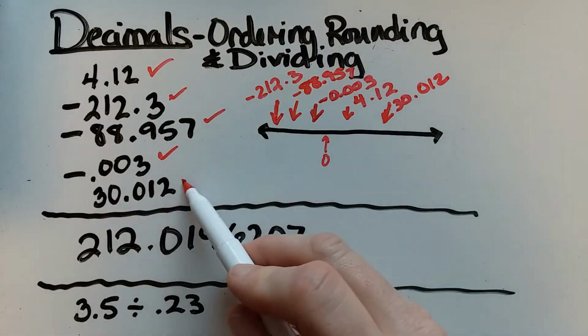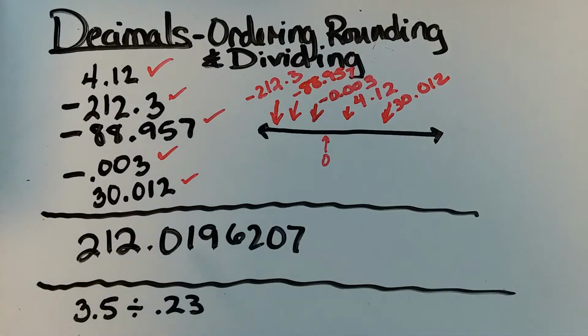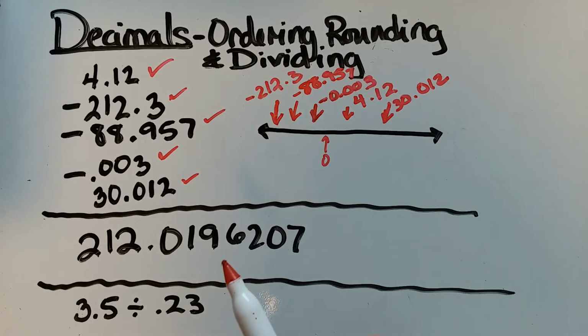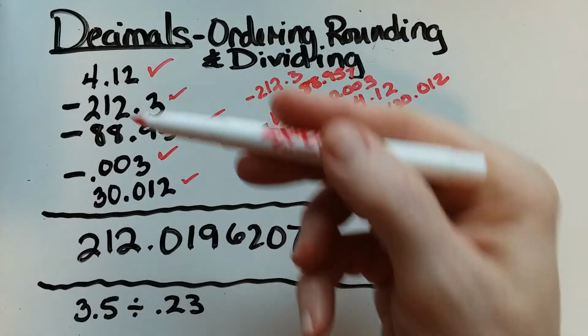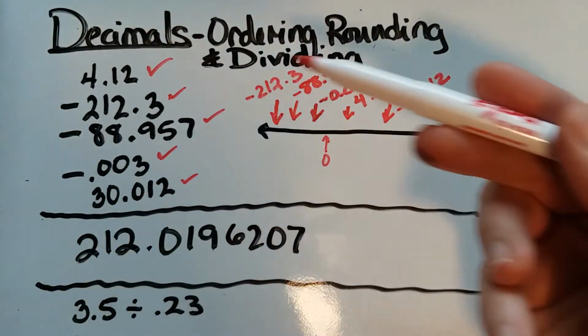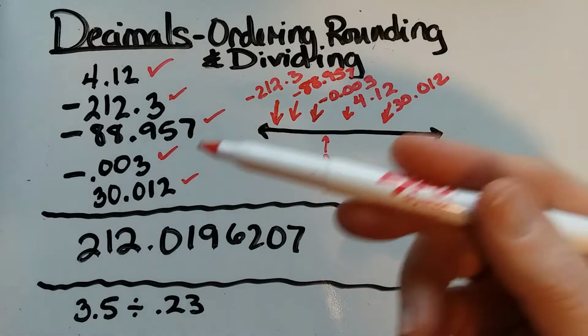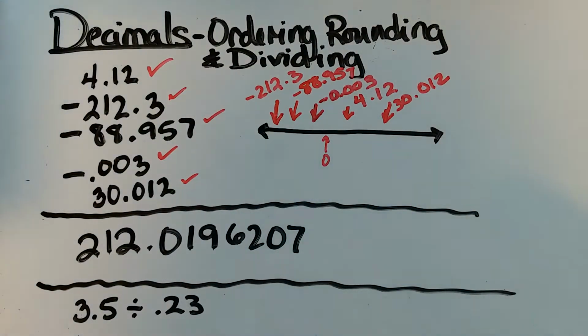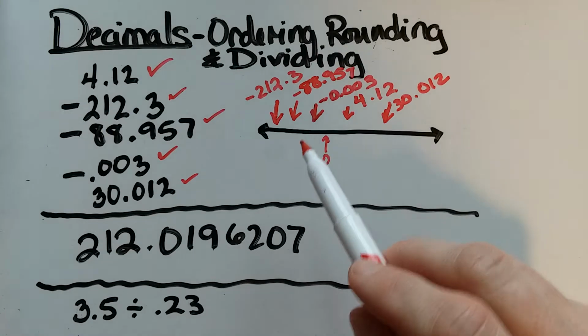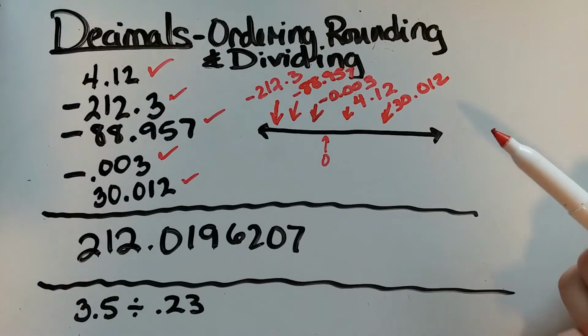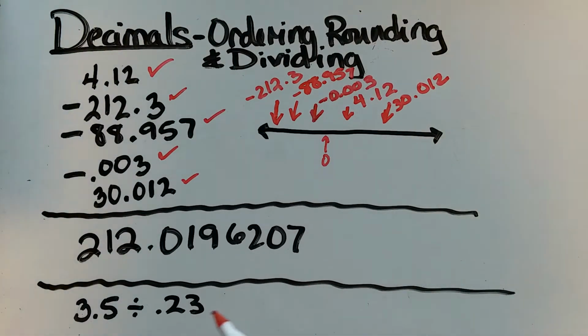So there's the different ways of taking a look at it. You can line them up by place value. You can handle all your negatives first, and remember, the larger the negative number, the farther it is from 0, so the lesser that value is. Or you can put them on a number line and just double check and make sure that you're ordering them properly. All right, let's go to rounding.